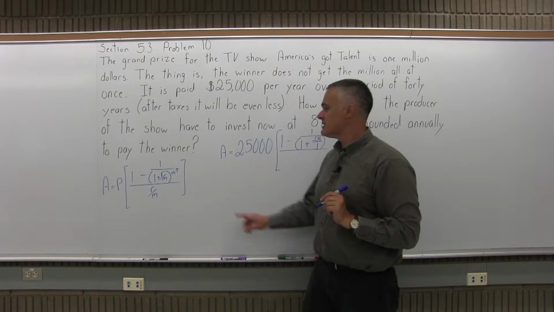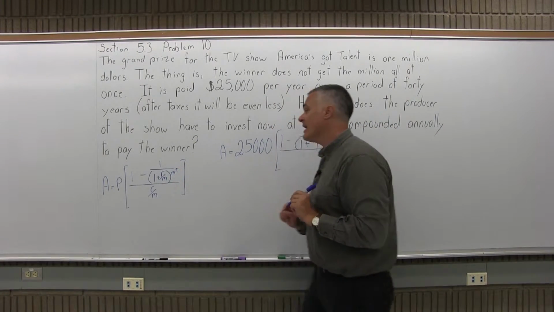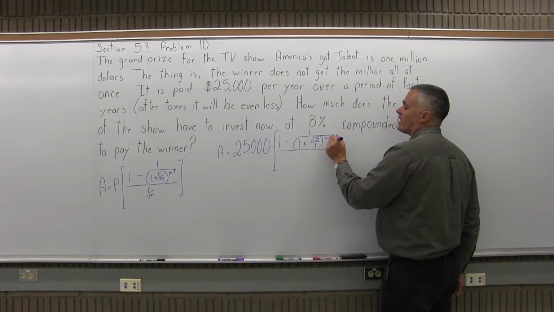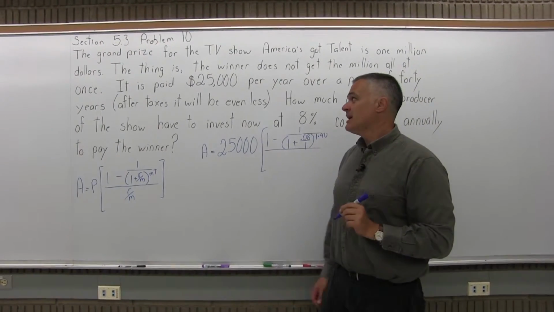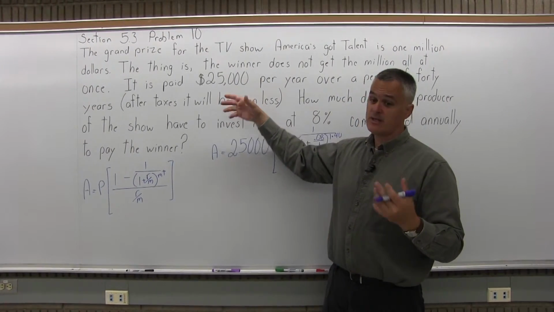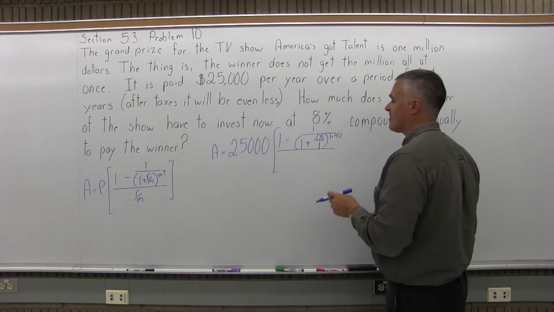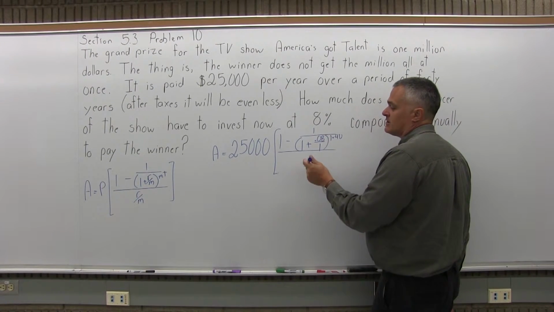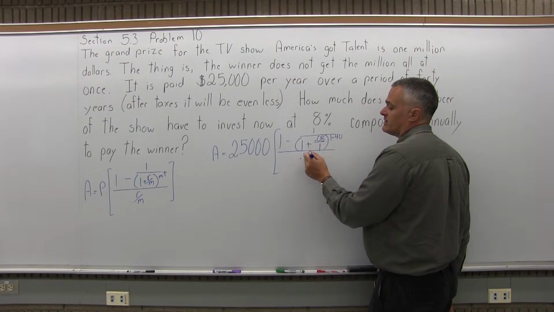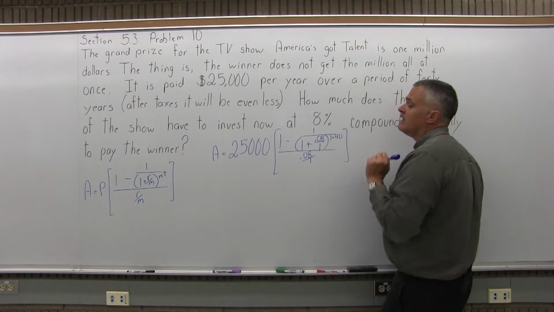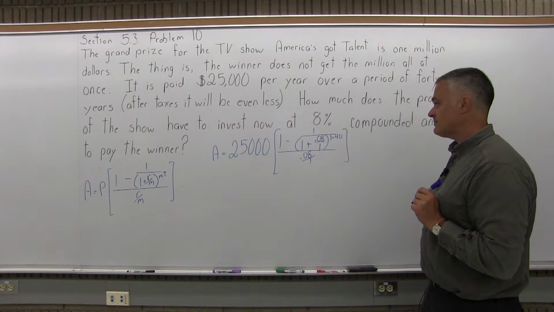The exponent on the parentheses is m times t. Again, m is 1 for the annual compounding. The t is 40 because that gets paid out over 40 years. The $25,000 each year times 40 years comes out to a total of $1 million. And then in the denominator of the brackets, we have r over m again. So the r, the rate as a decimal, is 0.08. And the m, the type of compounding, is 1. It's annual compounding. And this is what I have to figure out.